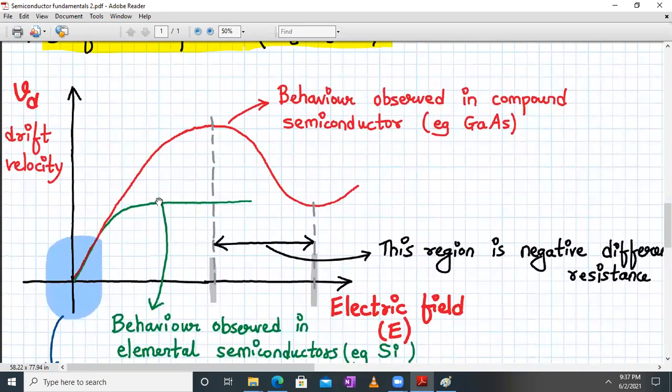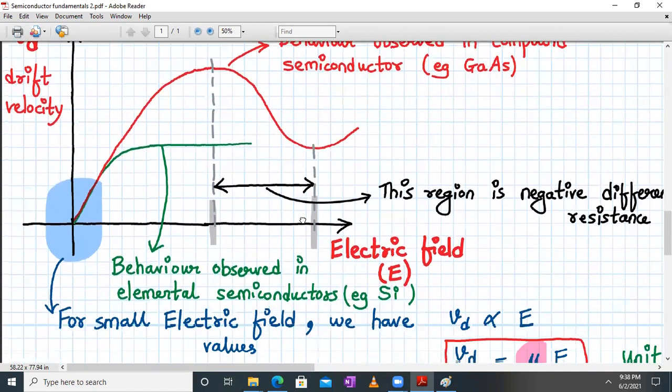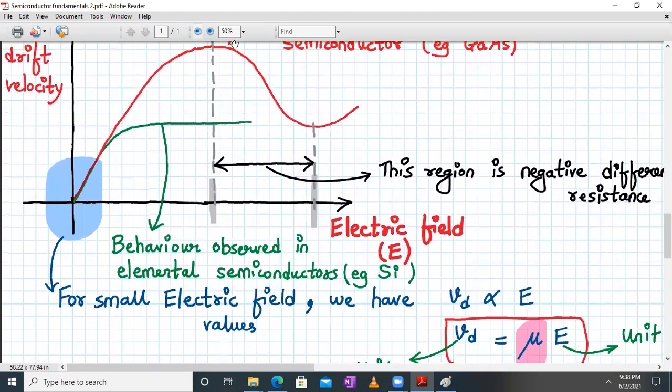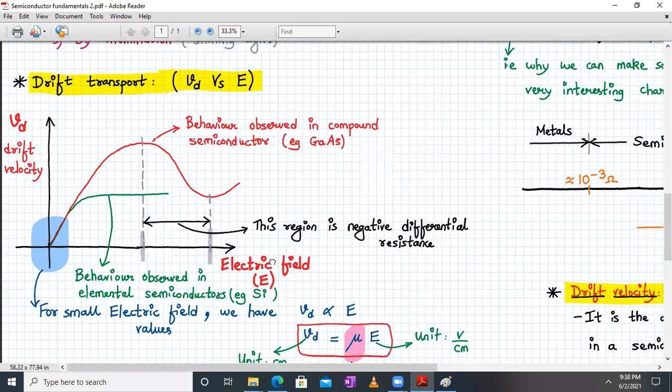Okay, and this has a lot of significance in studying the various semiconductor devices, especially the MOSFET. In the MOSFET, we will see that this phenomenon, drift velocity saturation, is directly related to why the current saturates in the output characteristics in response to the voltage. We will come back to this concept. So that's the information I wanted to share about drift transport.